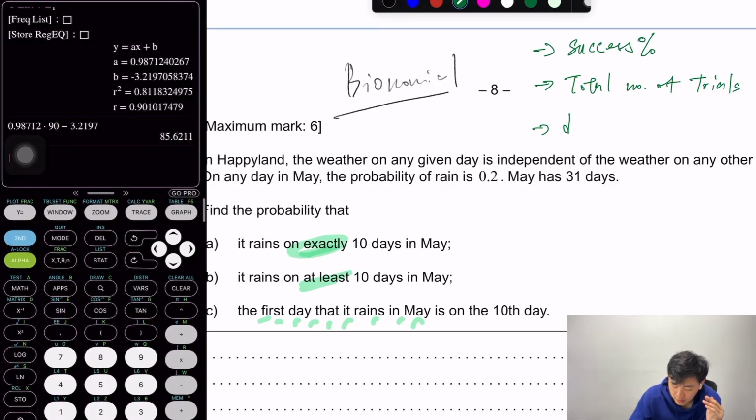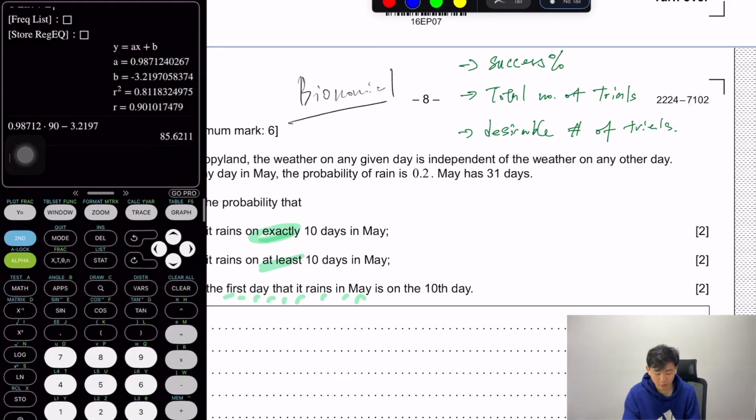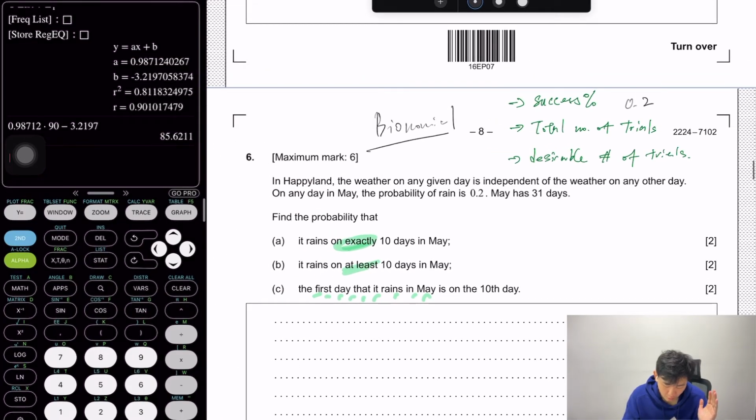And then you have your desirable number of trials, okay? So this is the case, okay? Now, do we have the success probability in this case? Yes, 0.2. Binomial means either it works or it doesn't work, right? So in this case, either it rains or it doesn't rain. All right. So then the next one is the total number of trials, which is 31 days.